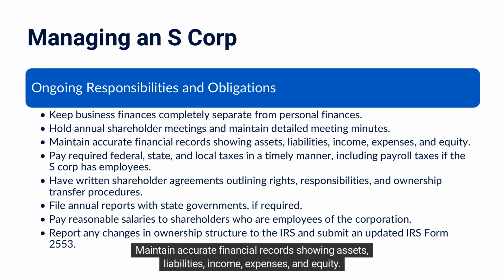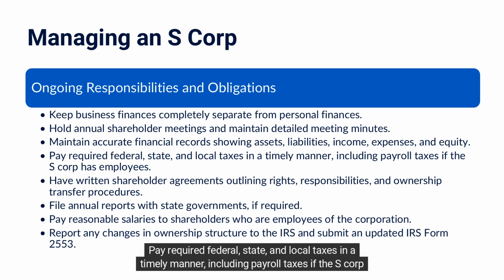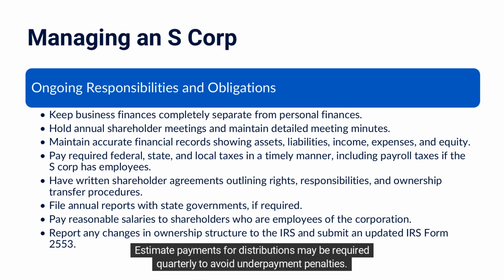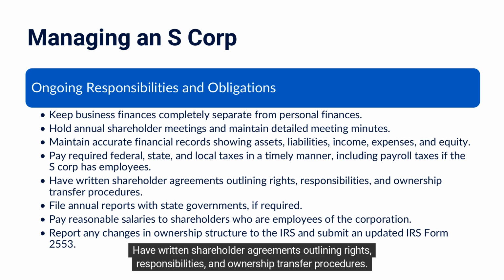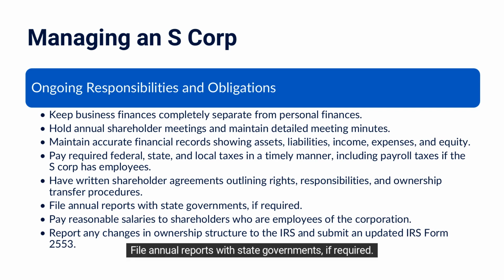Maintain accurate financial records showing assets, liabilities, income, expenses, and equity. Pay required federal, state, and local taxes in a timely manner, including payroll taxes if the S Corp has employees. Estimated payments for distributions may be required quarterly to avoid underpayment penalties. Have written shareholder agreements outlining rights, responsibilities, and ownership transfer procedures. File annual reports with state governments if required.